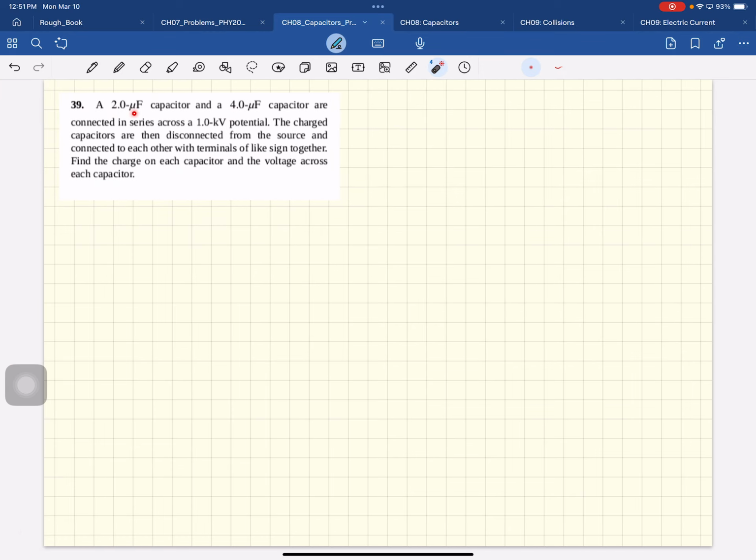A 2 microfarad capacitor and a 4 microfarad capacitor are connected in series across a 1 kilovolt potential. The charged capacitors are then disconnected from the source and connected to each other with terminals of like signs together. Find the charge on each capacitor and the voltage across each capacitor.